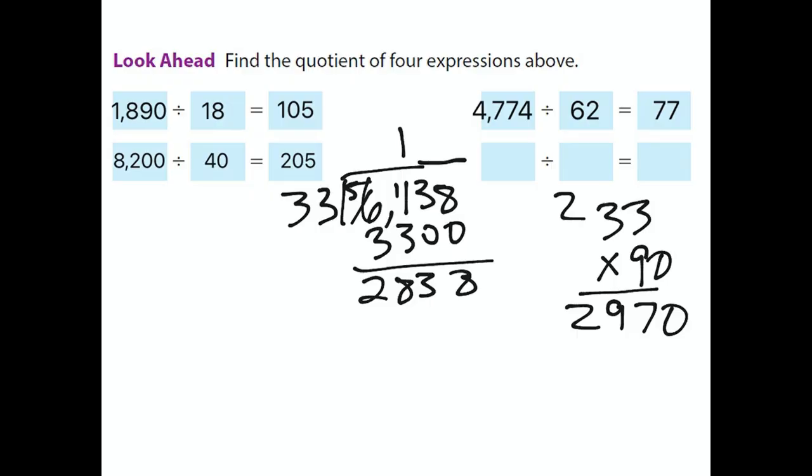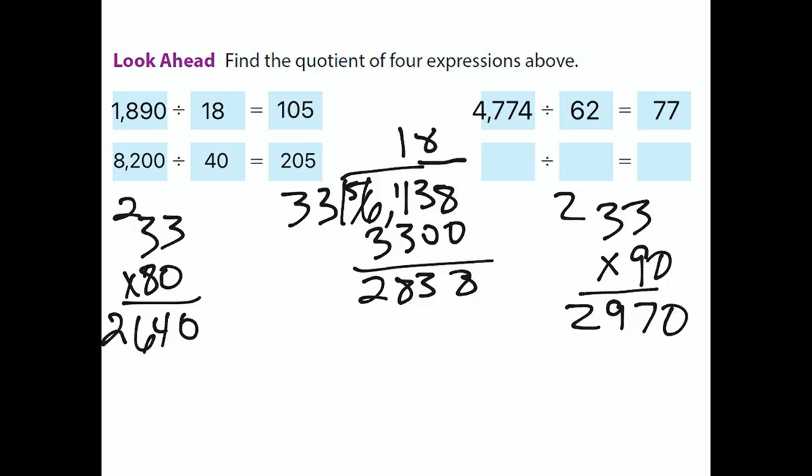Let's do it by 8. 33, and of course it's going to be 80. So drop our 0. 8 times 3 is 24. Carry that 2. 8 times 3 is 24, plus 2 is 26. So let's put our 8 here. And we've got 2,640.